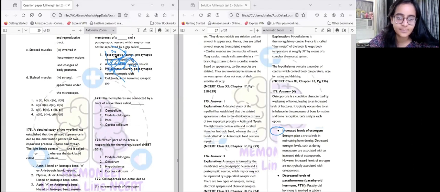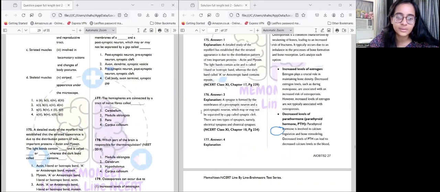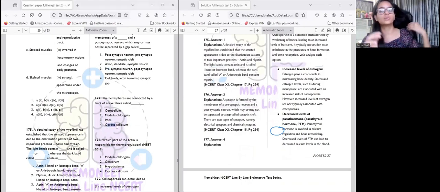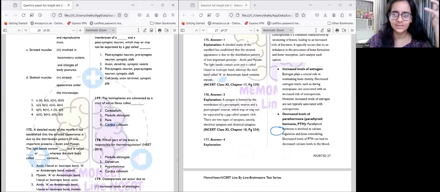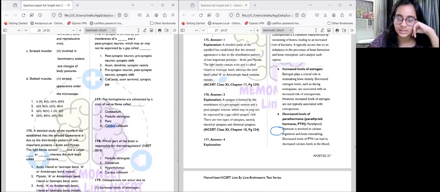For 177, the hemispheres are connected by a track of nerve fibers known as the cerebellum, the medulla oblongata, the pons, or the corpus callosum. So it's known as the corpus callosum, which only connects the two hemispheres. This is a statement we need to remember. Which part of the brain is responsible for thermoregulation? Obviously, the hypothalamus helps in temperature regulation or thermoregulation. So the answer for 178 is 3.